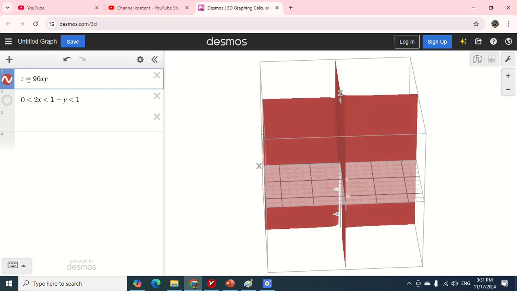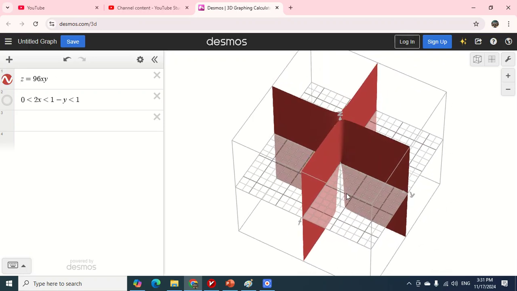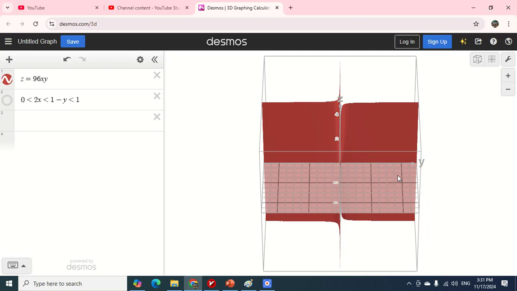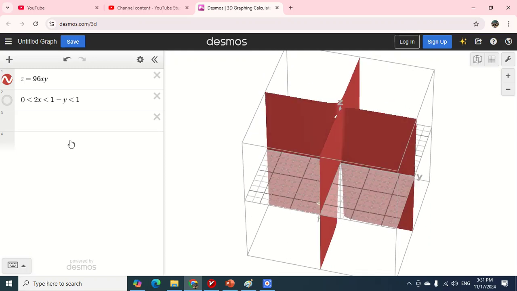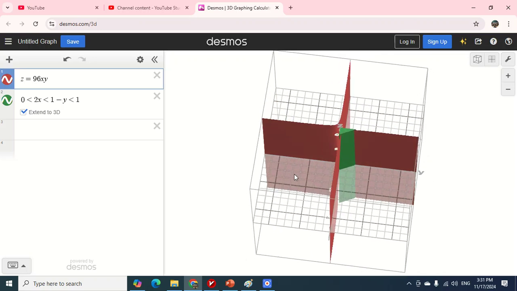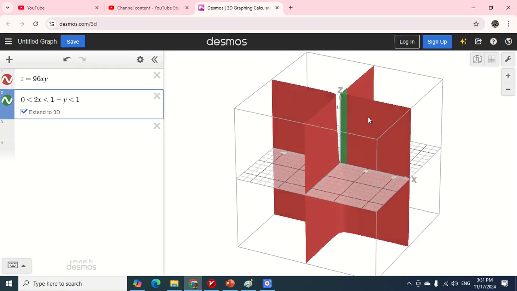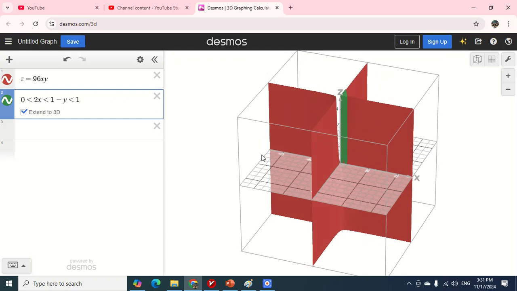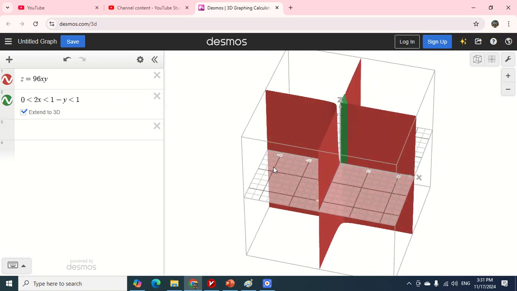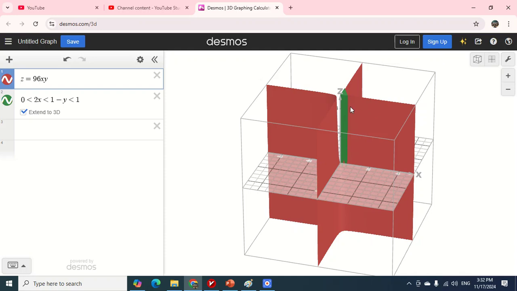Simply, I just wrote over here z equal to 96 x y, and the function is given over here. As you can see, it's not positive everywhere, but only in the restricted region. If I extend it to 3D, you can see what type of cases we have for that probability density function. We have this region, and the volume over this region is equal to 1. And the remaining part is 0.